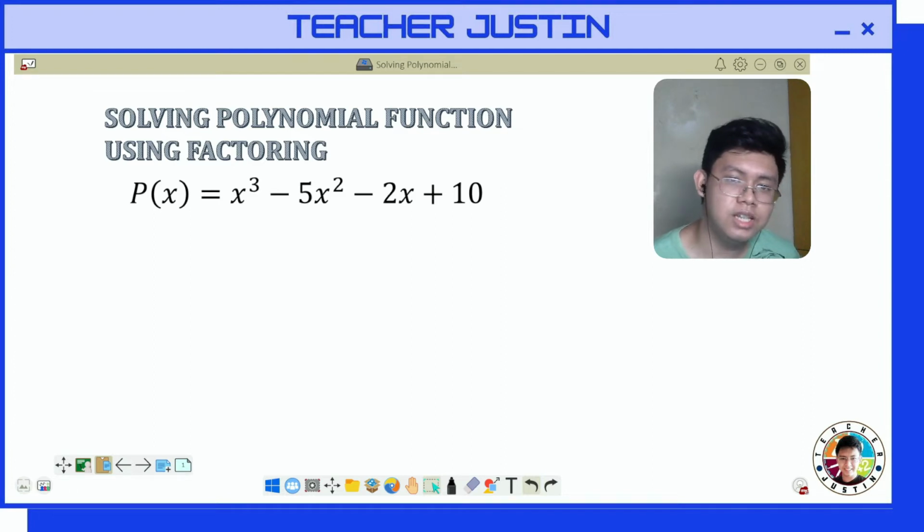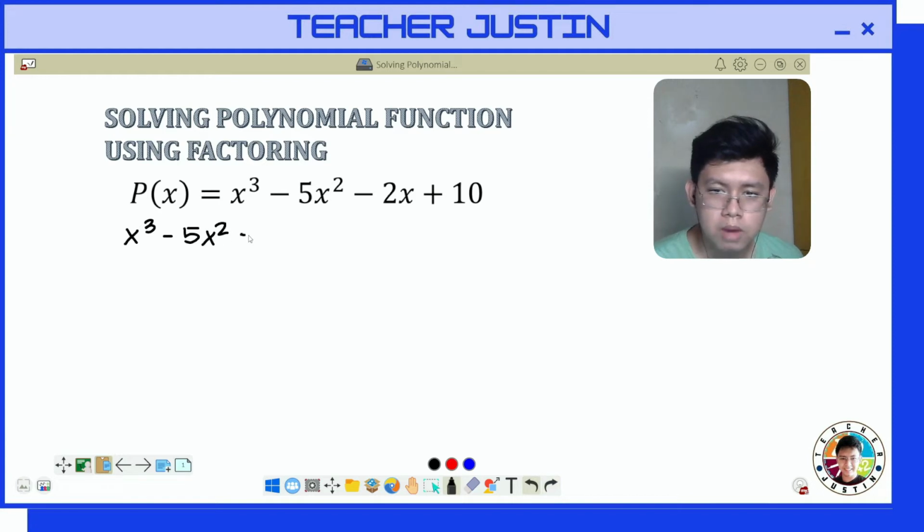So let's have this example. Let's solve for the polynomial function p of x is equal to x raised to 3 minus 5x squared minus 2x plus 10. In solving polynomial functions using factoring, our first step is to equate our polynomial function to 0. So changing p of x to 0, we will have x raised to 3 minus 5x squared minus 2x plus 10 is equal to 0.